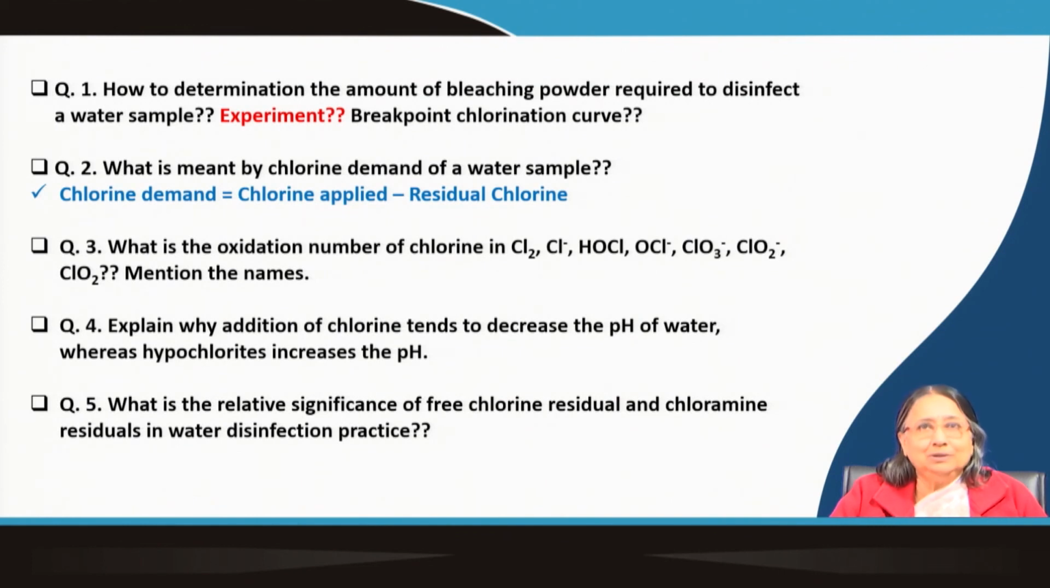Then there are so many compounds you have seen: chlorine, the 0 state, then chloride, HOCl, OCl minus, ClO3 minus, ClO2 minus, ClO2 gas. So, what are the names and what is the oxidation state of chlorine there? This is very interesting. And explain why addition of chlorine tends to decrease the pH of water and hypochlorite increases the pH, that I already answered.